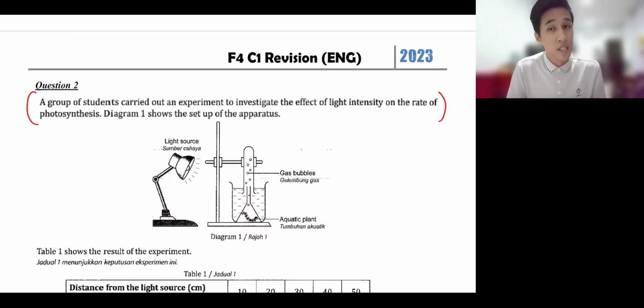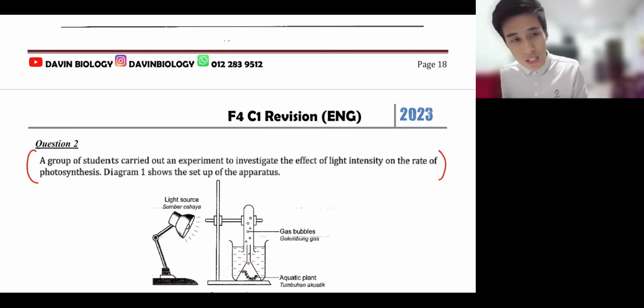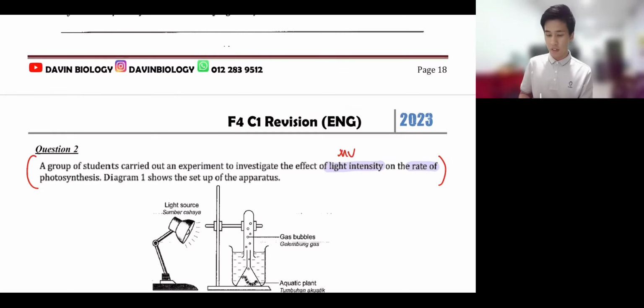Now, I want you guys to read this sentence. A group of students carry an experiment to investigate the effect of light intensity on rate of photosynthesis. So can you tell me from this sentence, don't look at the experiment, this sentence only, what's the MV? Manipulated is what is affecting my experiment? Yes, correct. Light intensity, right? And my responding is the rate of photosynthesis, right? Too easy, right?